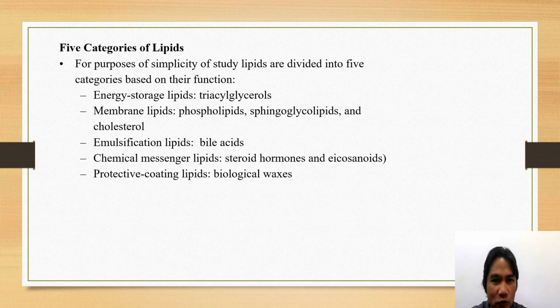Emulsification lipids, which include bile acids. Chemical messenger lipids include the steroid hormones and eicosanoids. We have also, last but not the least, the protective coating lipids. An example is biological waxes. So we will study these 5 categories of lipids one by one.